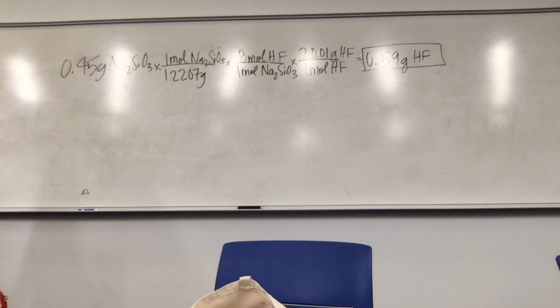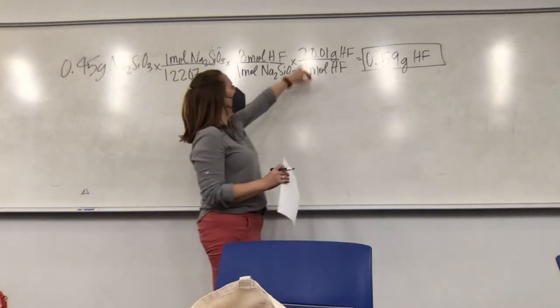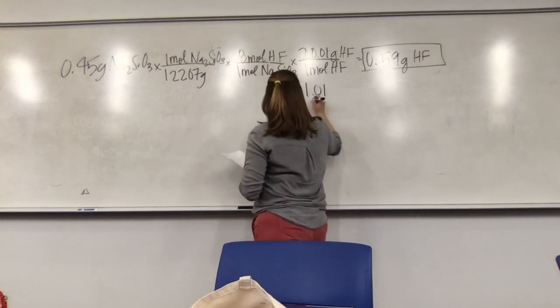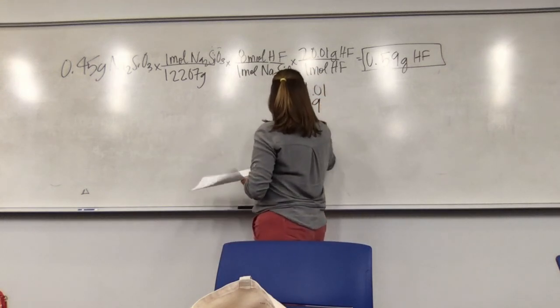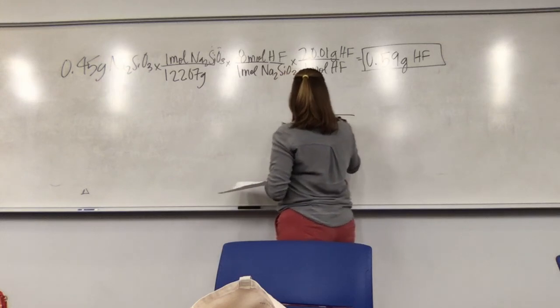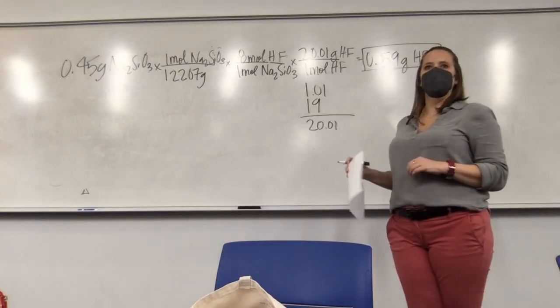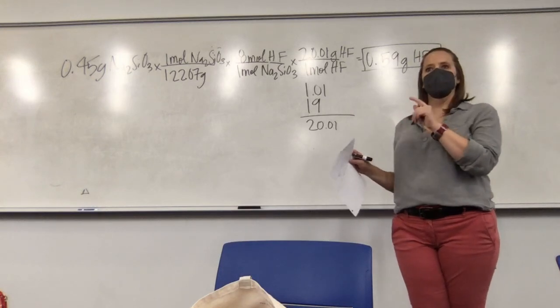Other questions? Yeah? Where did your 20.01 come from? 20.01 is hopefully 1.01 plus 19. That gives you 20.01. The molar mass of fluorine is like 18.999, which rounds to 19.